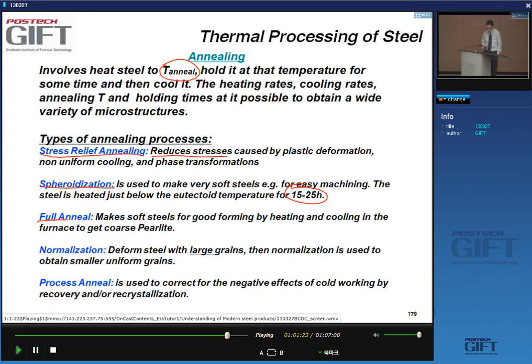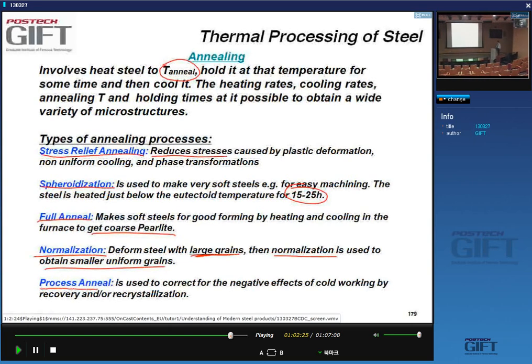Full anneal: you basically heat and cool the steel with the purpose of getting a very coarse perlite. Normalization is very simple. You want, in many cases, to have a steel microstructure with very uniform and relatively small grain size. Now, the best way to do this is to go through the transformation. So you re-austenitize the material and then you cool it down. That will refine the grain. So if you have steels which have large grains, normalization is used to obtain smaller and uniform grains.